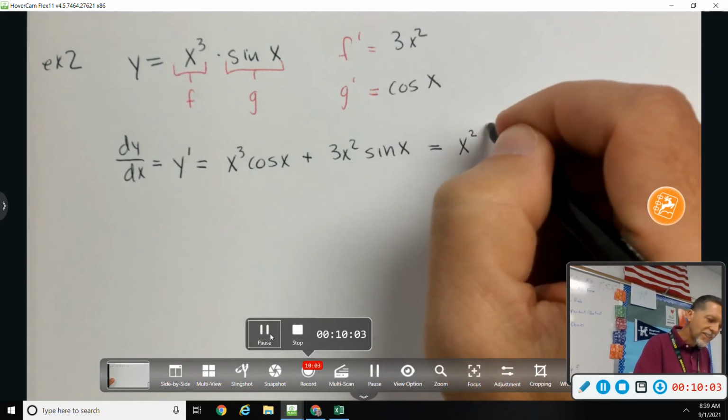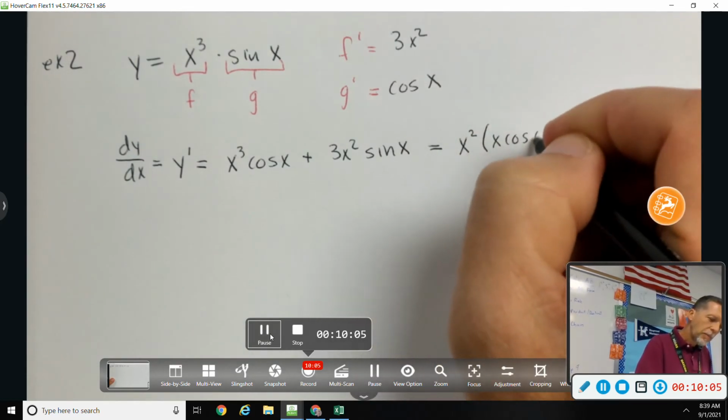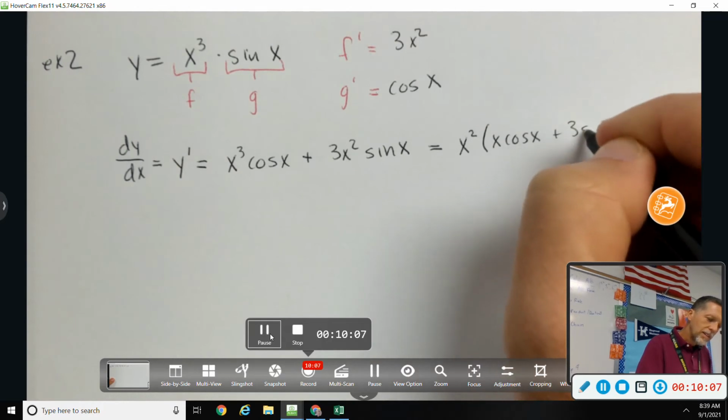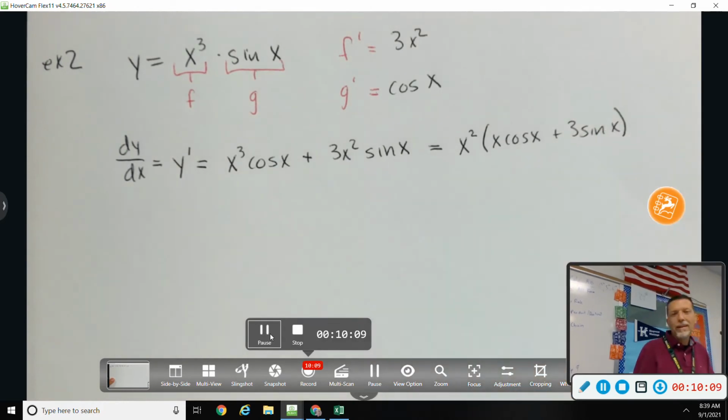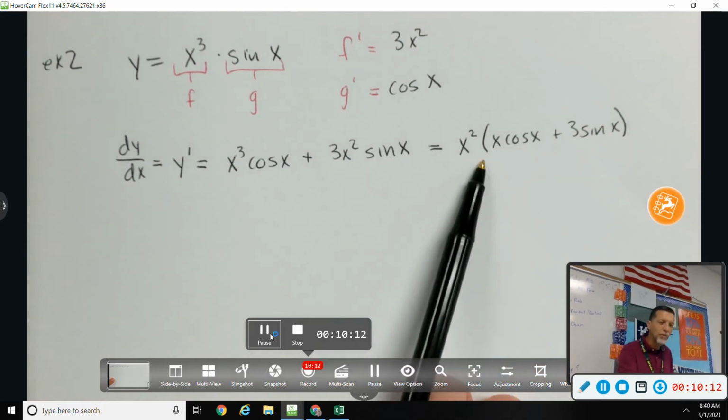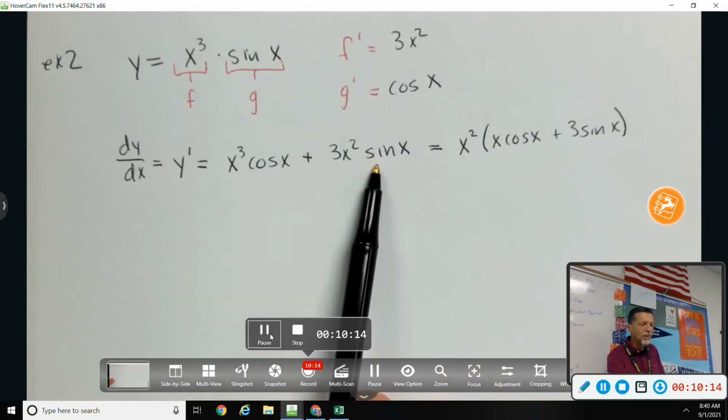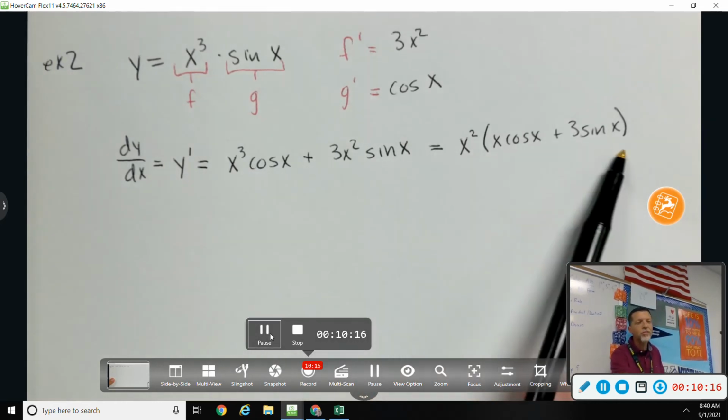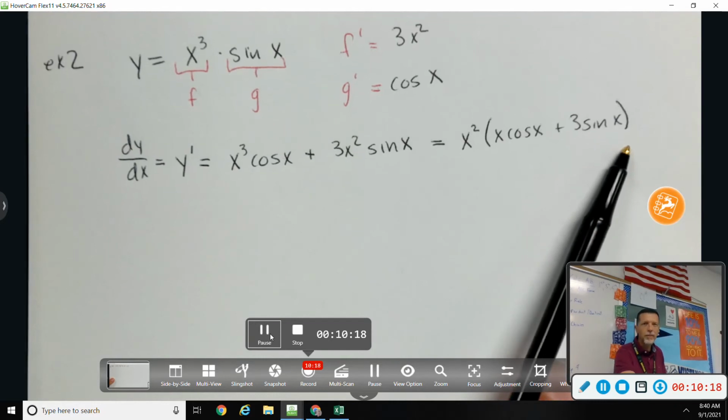You could factor out an x squared. Why would you do that? I don't know. I think that's simple enough, though, that if you got to here and then you started looking at your answer choices and you saw this, I think you'd be okay.